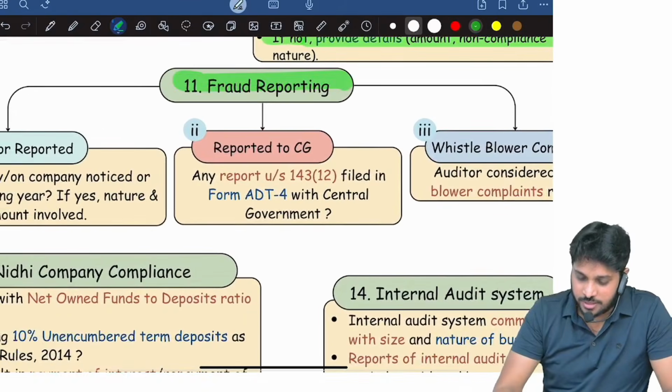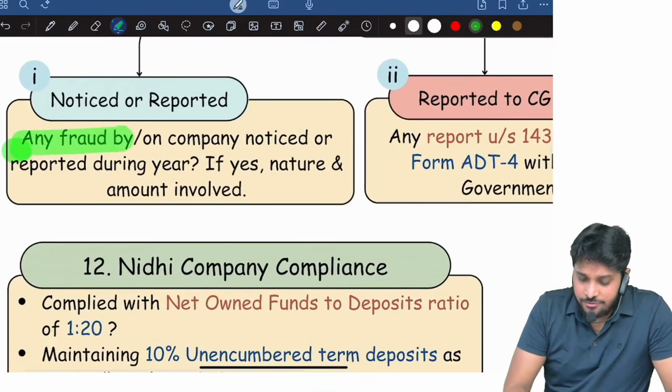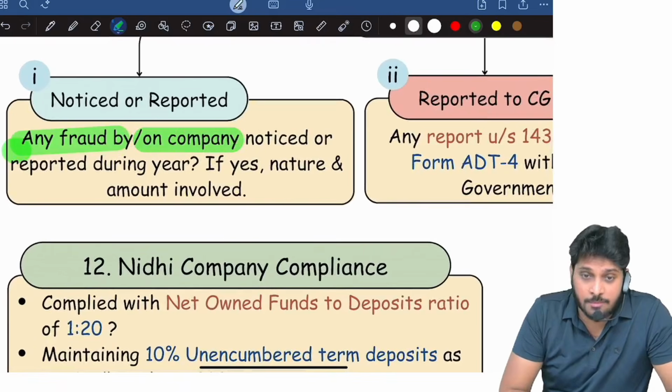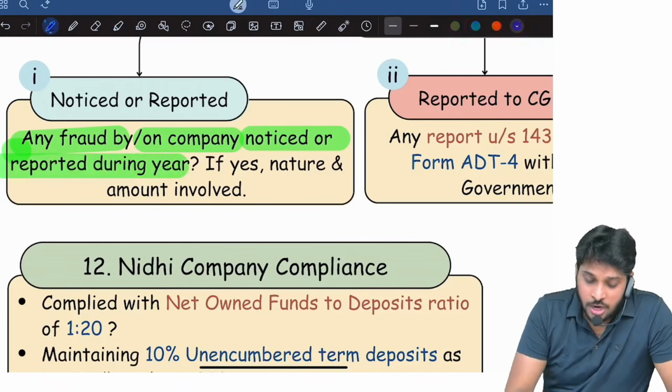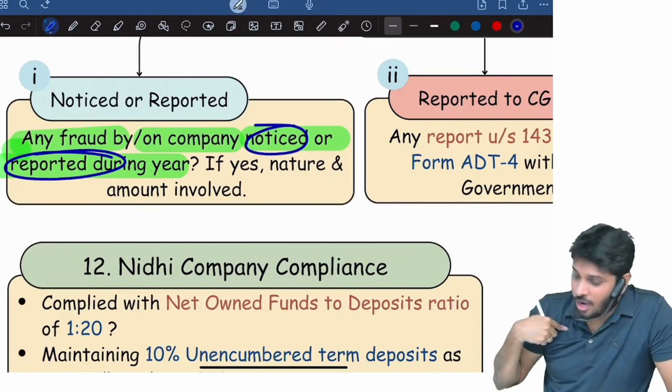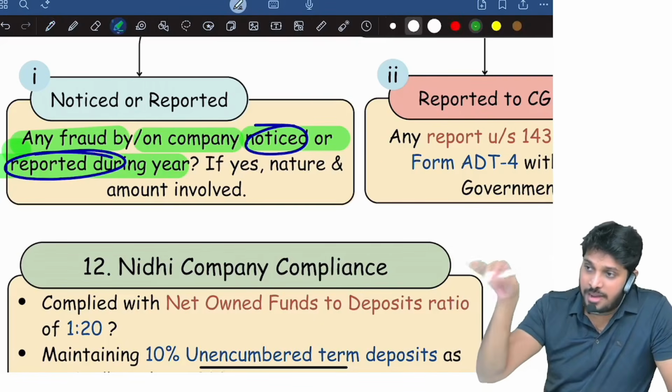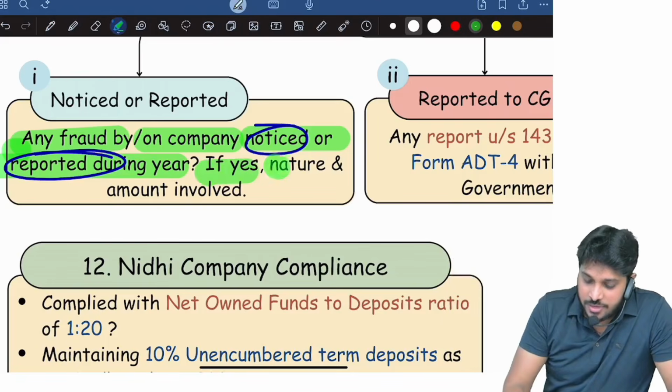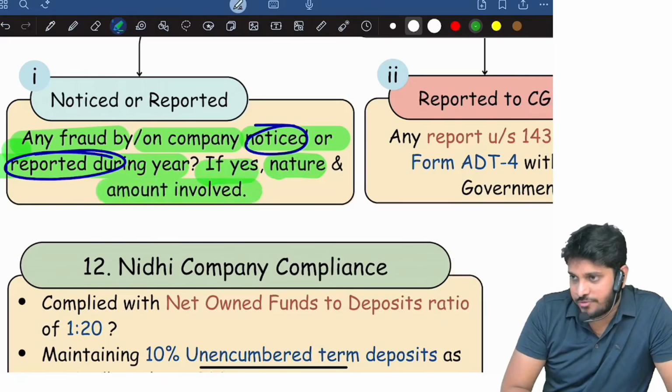Then fraud reporting, there are 3 issues. Any fraud by the company or any fraud on the company, noticed or reported during the year. Noticed or reported means identified by the company itself, okay, not identified by the auditor. If there are any frauds by the company or on the company identified, if yes, the nature of the fraud and how much amount is involved, you have to report.